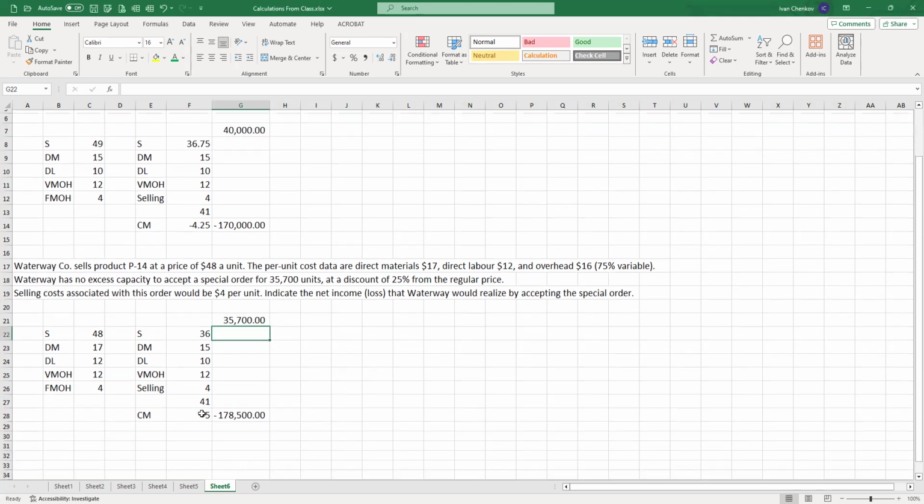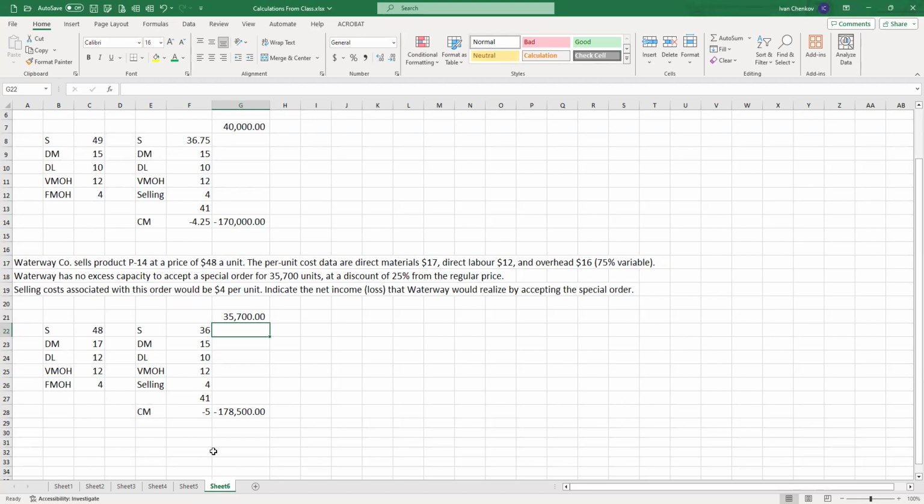So watch this. This one is tricky. We never talk about this when they don't have excess capacity. They want us to sell it at a 25% discount, right? 25% discount, that's $36, correct? Yes, Professor. The cost structure is the same. Direct material is 17 here, direct labor is 12, overhead 12, 12, 12. So it's going to cost me $45, correct? Yes, Professor.